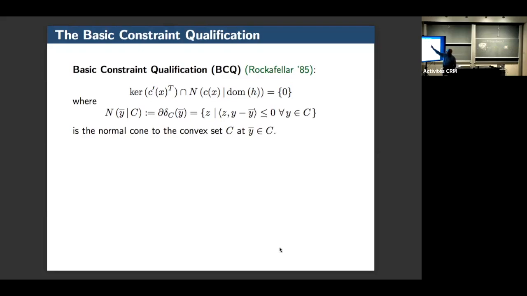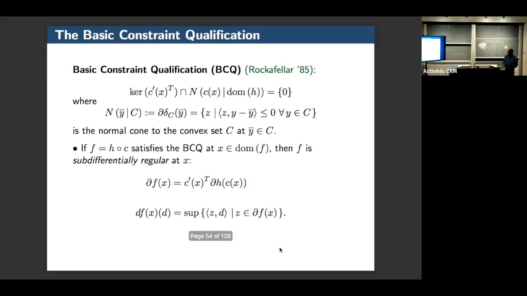Notice that if the domain is the whole space, then the normal cone just reduces to 0, so no condition is required. And there are other cases, but let's move on. It turns out that when the constraint qualification is satisfied, then we get a chain rule for the subdifferential, and we get that the subderivative is now the support function of the subdifferential. So we have a calculus going on. We have a chain rule. So we have a rich calculus.